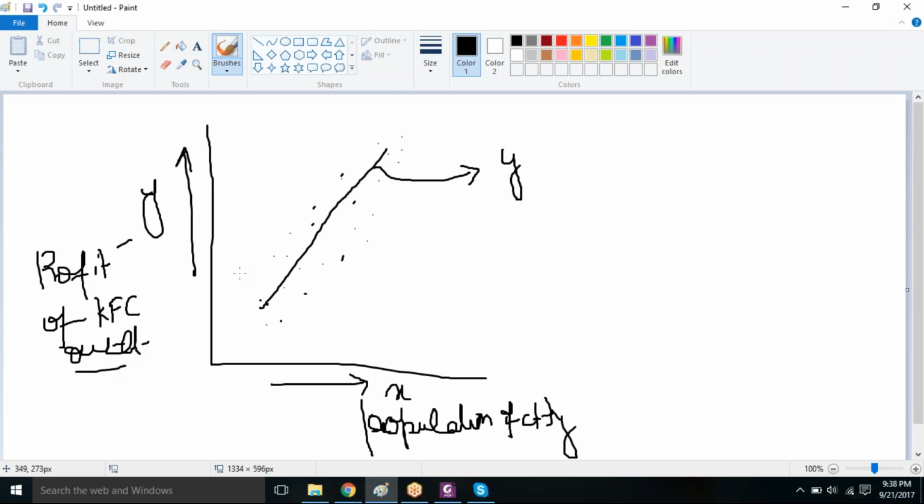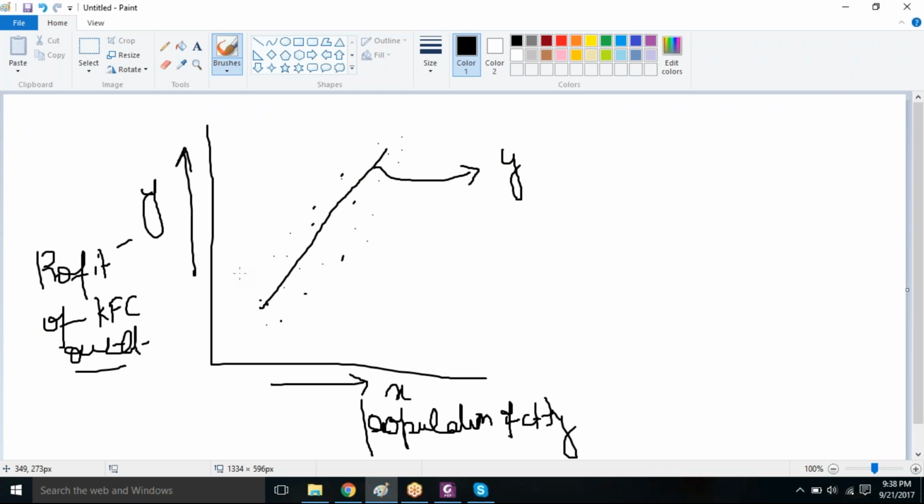So I am a KFC owner, and I open outlets in various cities. I have historical data that if this is the population in the city, my outlet is going to make this much profit, say 1 lakh. Some amount of profit my outlet is going to make. If, say, 10 lakh is the city population, I usually have 1 lakh profit.